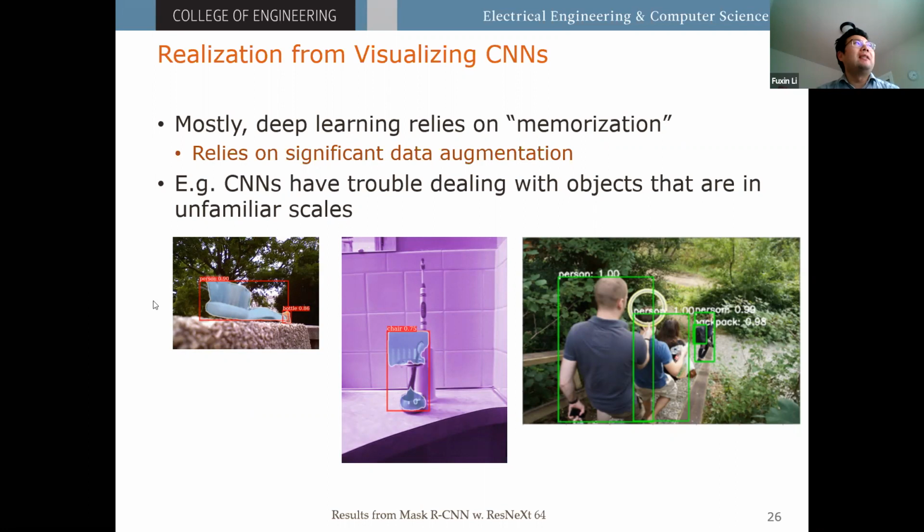And then here I show you some examples of things being mistaken when you show CNNs images that are in unfamiliar scales. For example, in this case, this is a toothbrush, but it's unusually large, and somehow it was misdetected as a person. And then this one somehow becomes a chair. Maybe because it looks like it, but it's just in a very unusual scale. And then here, it also misses small objects like the phone here. Supposedly you want to detect the phone as well, but it was missed.